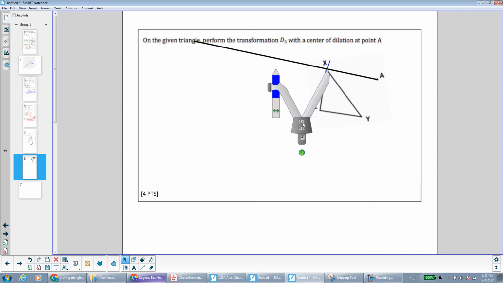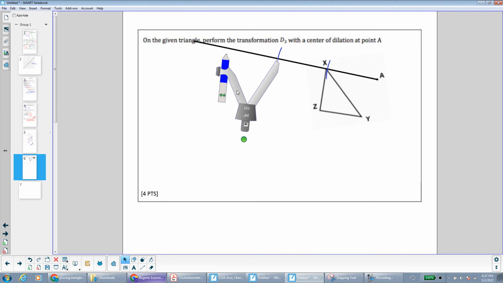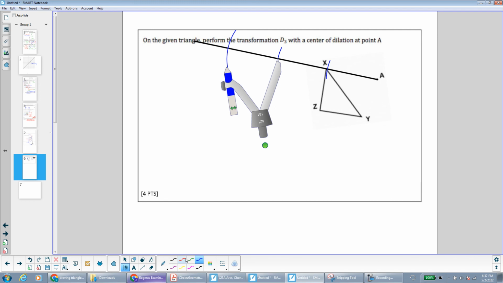Okay, then I'm just going to copy that distance. So that would be double the distance. So that would be a dilation of 2. But I want a dilation of 3. So I'm just going to triple that distance. And this is going to be where the image of point X, so we can label that X prime, will be after a dilation with a scale factor of 3. We're just going to do the same exact thing for the other points.